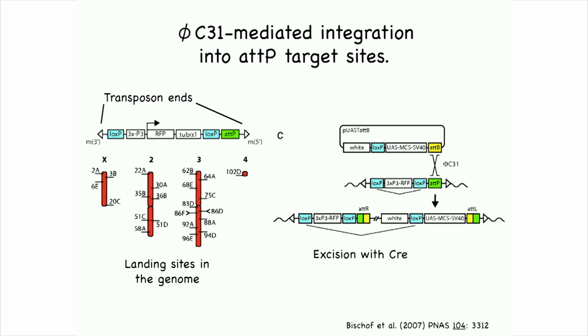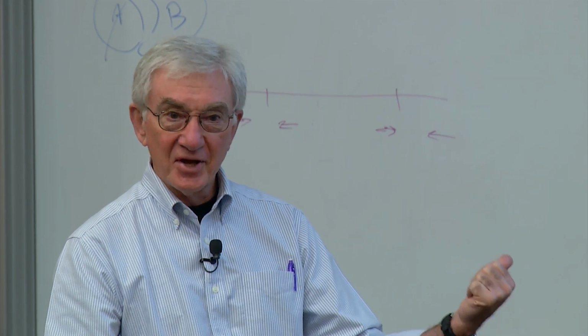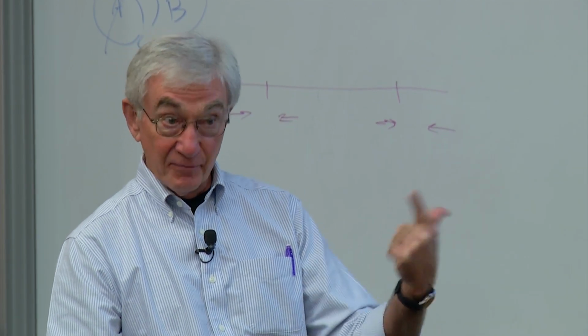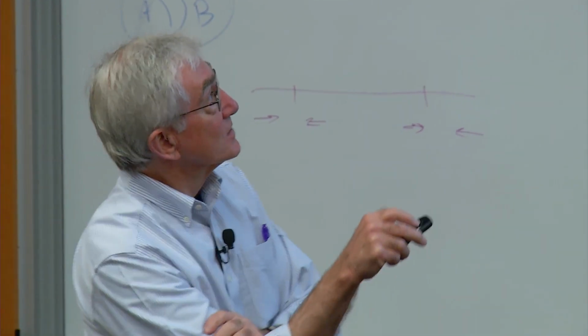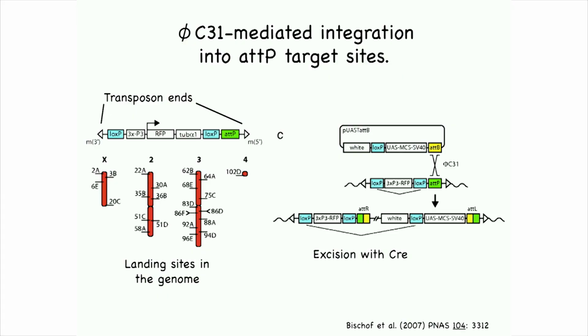So this is like the lambda integration system. There's a bacterial attachment site and a phage attachment site that are different from each other, but the integrase recognizes the two and recombines them. So what people have done is to put this landing site in different places around the genome, not in the same fly. Each different strain of flies has a single landing site. And then you can put your gene into a multiple cloning site in this vector and integrate it specifically at one of these locations.